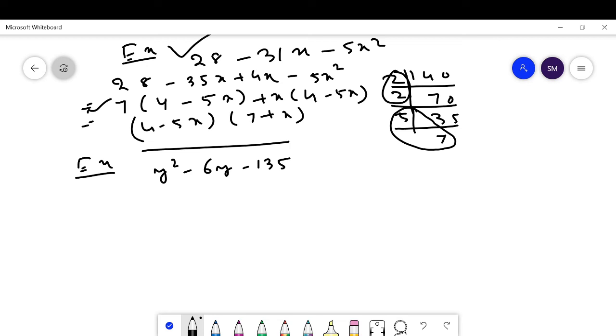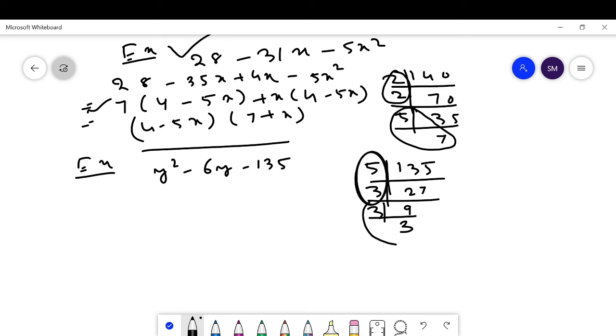In this case, we also prime factorize the 135. When you prime factorize 135, you get this. Then look at here. You have to split minus 6 into 2 parts such that their sum is minus 6 and their product is minus 135. Here 5 3s are 15 and 3 3s are 9. Then minus 6y can be written as minus 15y plus 9y minus 135.